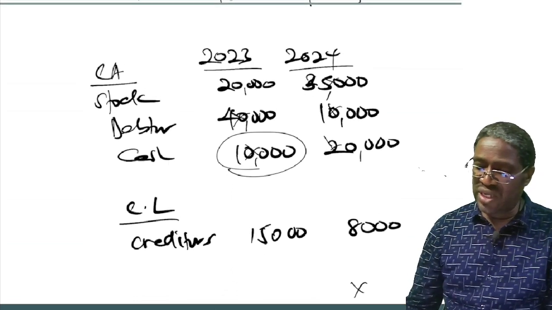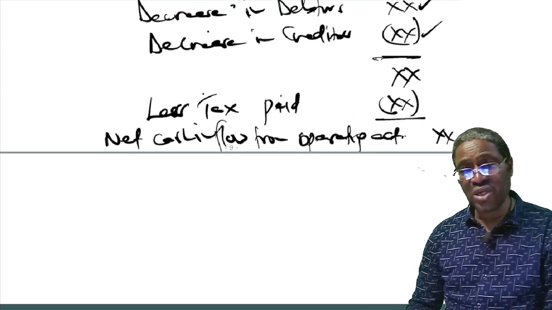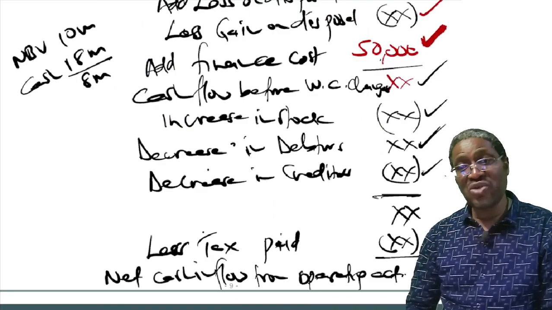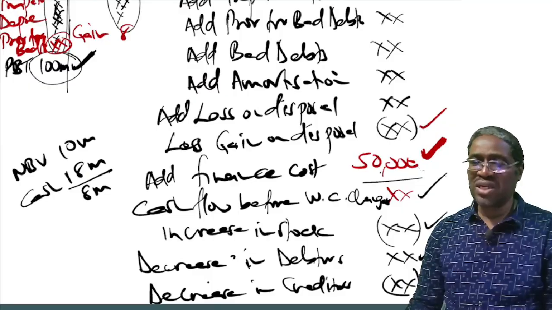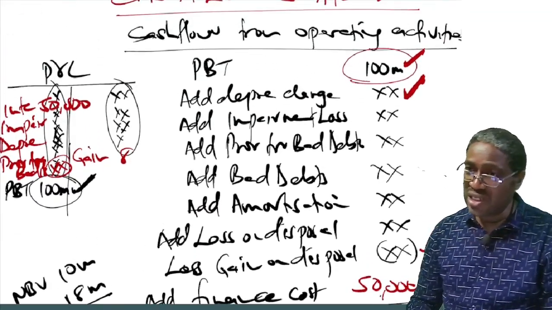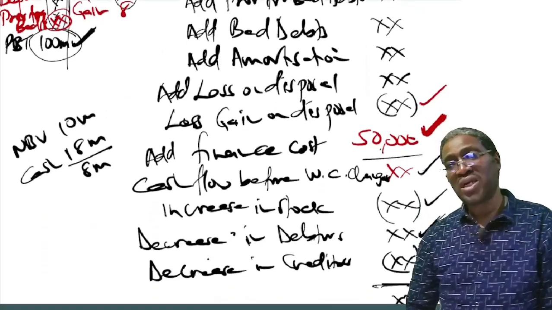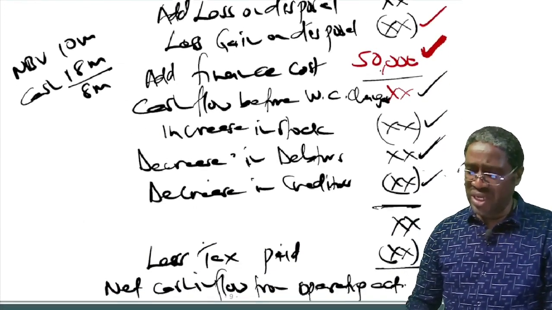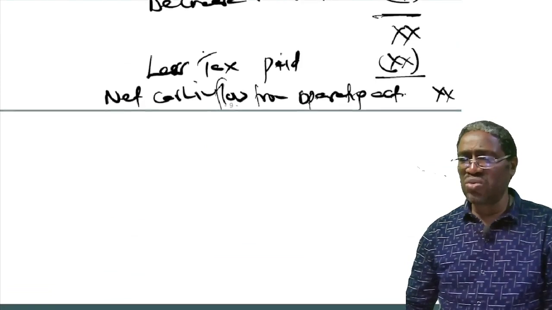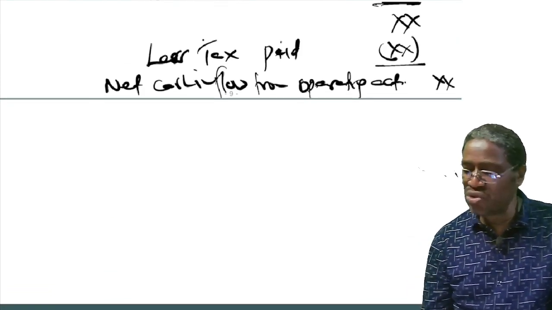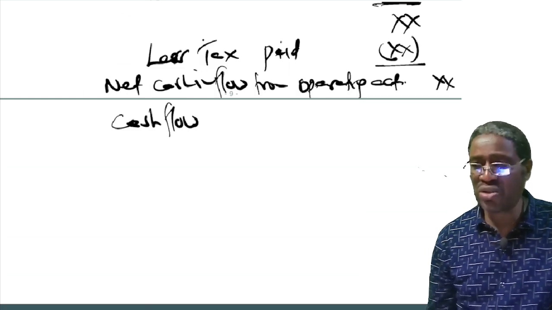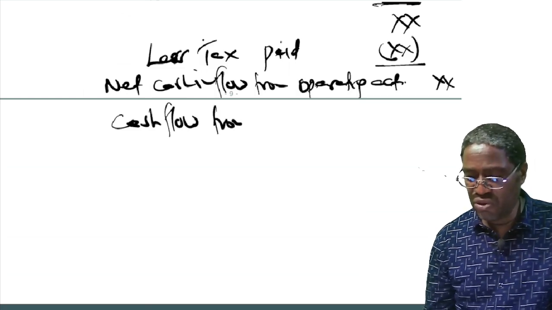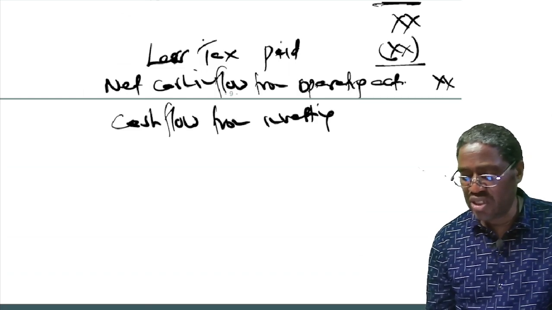Now let's go to the second category of the cash flows. I'm assuming you have understood the first category, and that's the most critical category. That is the category called the operating activity. Now we can go to the second category. That is the category we are calling cash flow from investing activities. Let's talk about that now.